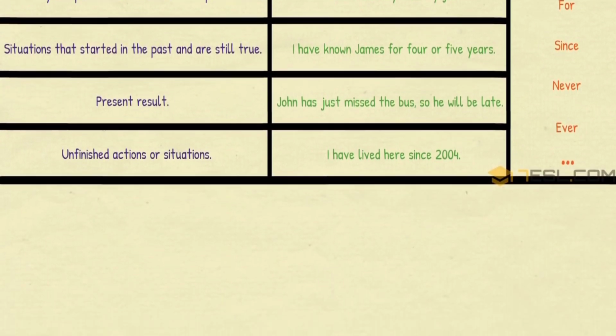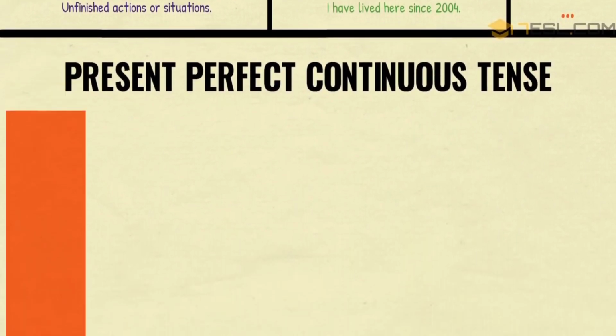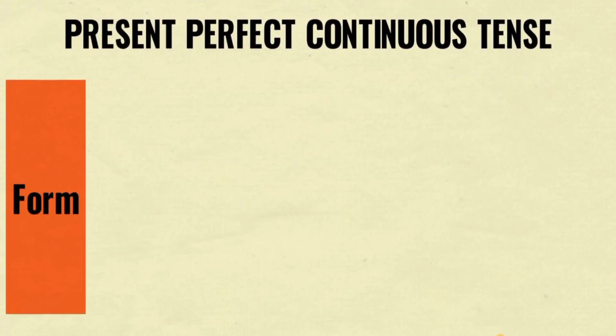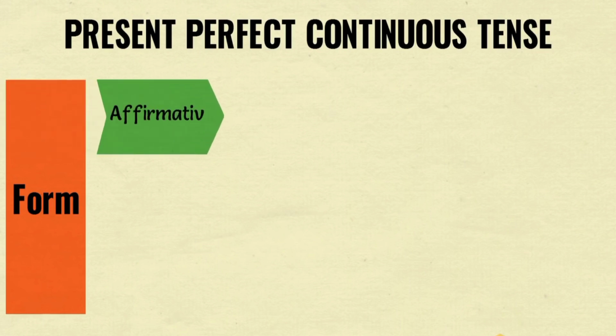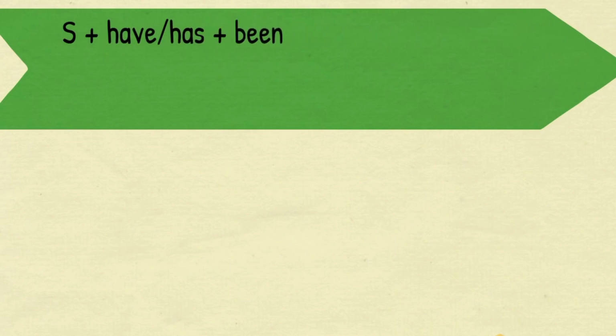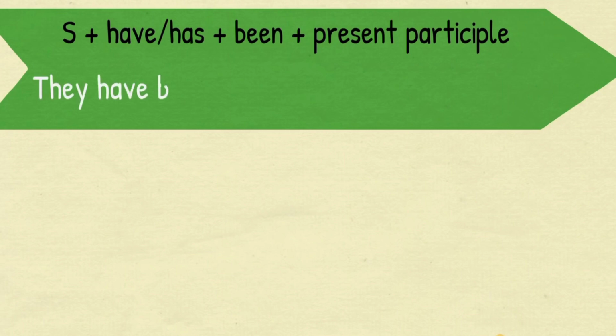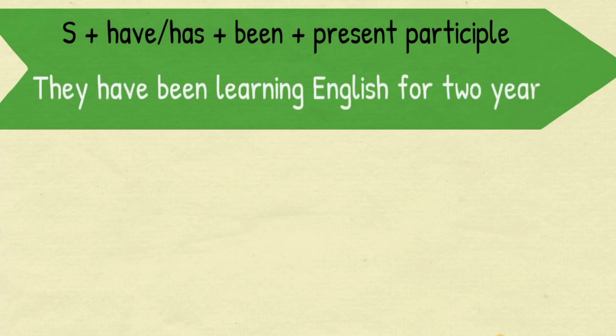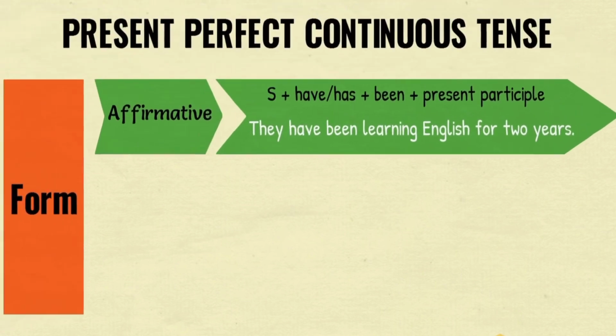Present perfect continuous tense. Form. Affirmative. Subject plus have or has plus been plus present participle. They have been learning English for 2 years.